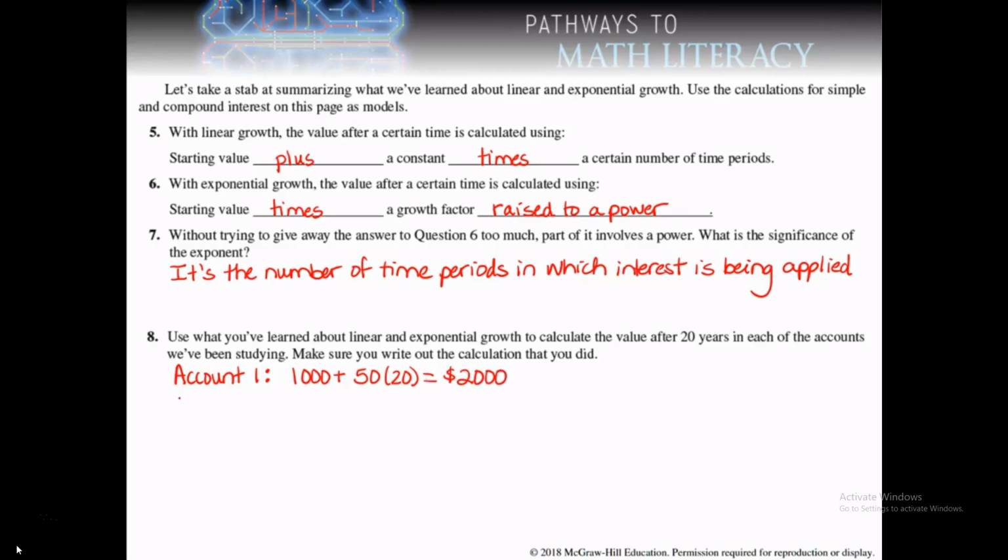For account 2, that was the compound interest account. So with that one, we started with $1,000, but we were multiplying by the growth factor, 1.05, to the 20th power, and that one comes out to $2,653.30.